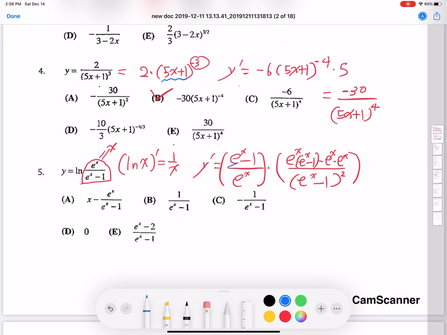e to the x minus 1 and e to the x minus 1 cancel out. e to the x, e to the x cancel out. What is left? e to the x minus 1 minus e to the x over e to the x minus 1 is left. And then these two cancel out. So your final answer is what? Negative 1 over e to the x minus 1. So C is the answer.